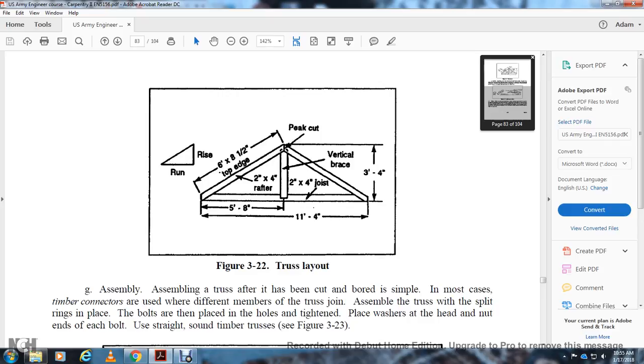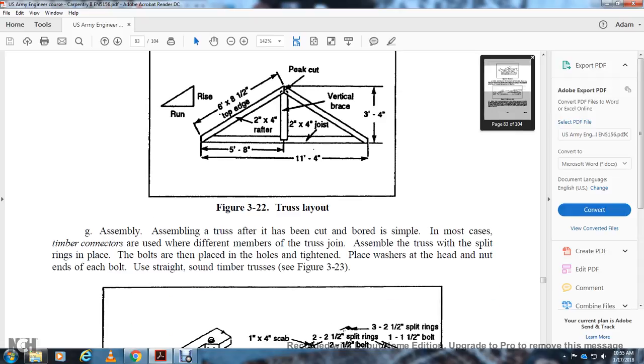Figure 321-22 shows the truss layouts, the rise of the upper vertical member, and the run on the left. The top edge is 6 feet 8.5 inches, and the peak cut vertical brace is 3 feet 4 inches. The joist is a 2 by 4, the rafter is a 2 by 4, 5/8 of an inch from the center, 11, and 4 feet inches.